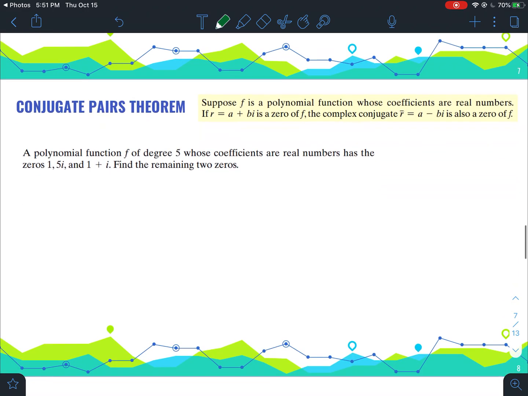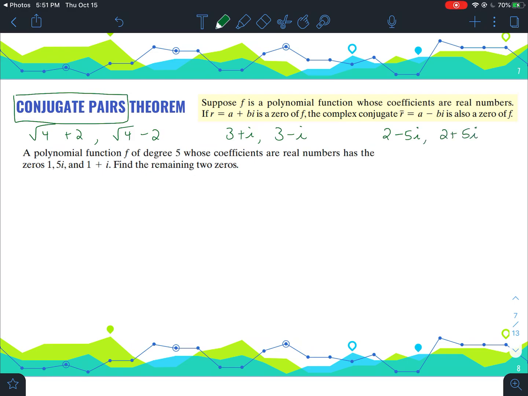The conjugate pairs theorem. I don't know if you guys remember this or not, but if you had something like the square root of 4 plus 2, its conjugate would be the square root of 4 minus 2. You switch the sign in the middle. Or if you had 3 plus i, its conjugate would be 3 minus i. So 3 plus i and 3 minus i are conjugates. Or if I had 2 minus 5i, then 2 plus 5i would be its conjugate.